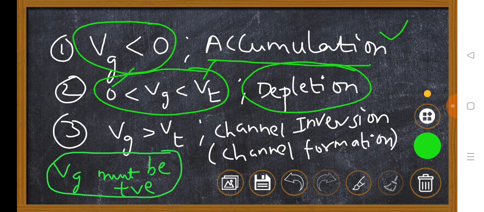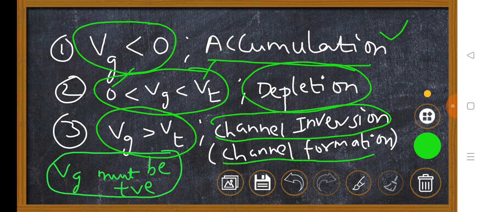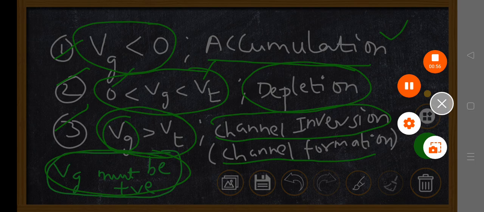Finally, whenever the gate voltage is greater than the threshold voltage, there is a channel inversion. That means a channel formation takes place. With these three conditions we can come to one conclusion: the gate voltage must be greater than 0. That means the gate voltage must be positive. Now we will see the NMOS working operation by including source and drain terminals along with the gate terminal.